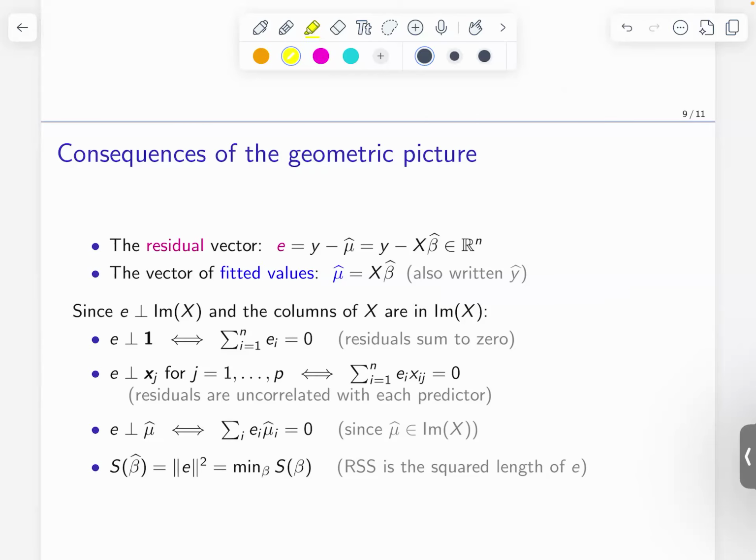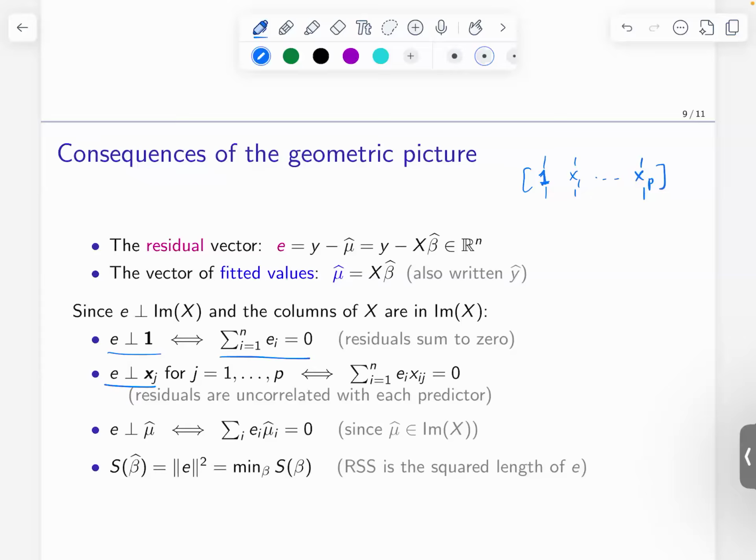And the image is spanned by the columns of X. So if X has a column of all ones, which means the model has an intercept in it. Remember, if I include an intercept, which we usually do, then we'll have a column of all ones in X. Then E would be orthogonal to 1, the column of all 1s. And if you expand it as an inner product, it just means that the sum of the elements of the residual vector is 0. So this is a consequence of this geometric fact.